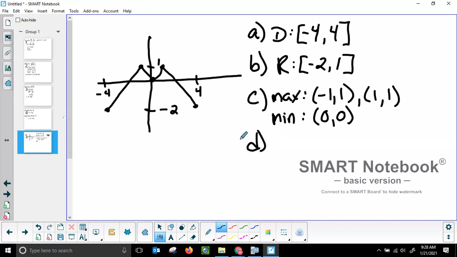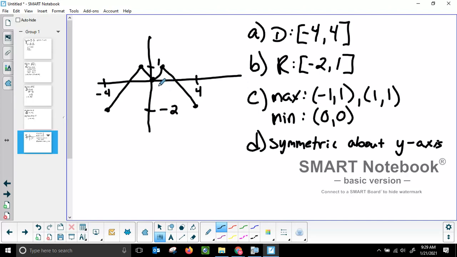It wants to know whether the graph is symmetric with respect to the x-axis, the y-axis, or the origin. Okay, so x-axis, of course, would mean that the x-axis is acting as a mirror. No, it is not. Y-axis means that the y-axis is acting as a mirror. Yes, it is. All right, so this is symmetric about the y-axis.